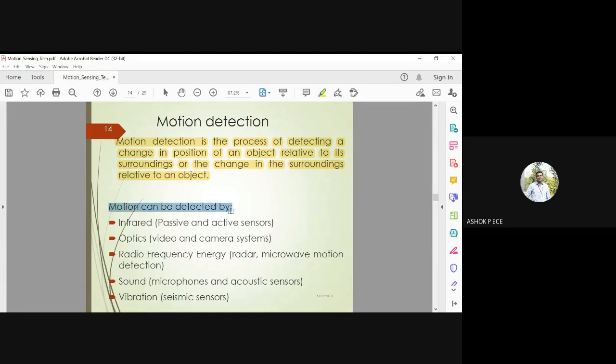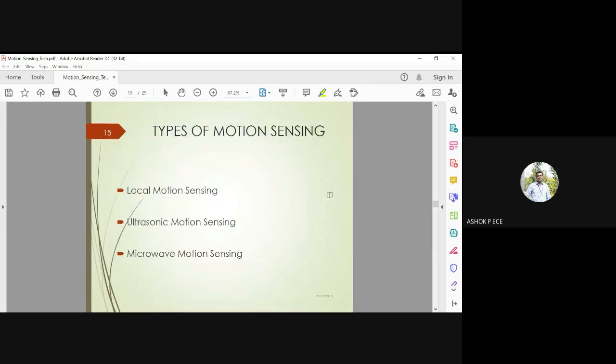So the motion can be detected by infrared. You have active and passive sensors. In optics, you have visible light, you have video and camera systems. In the RF domain, you can do that using radar and microwave systems. In sound, you can use ultrasonic and acoustic sensors. And for vibration, you can use seismic sensors. So these are different ways of motion sensing used in different applications.